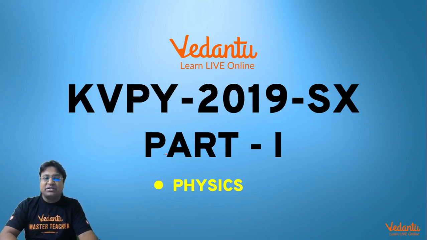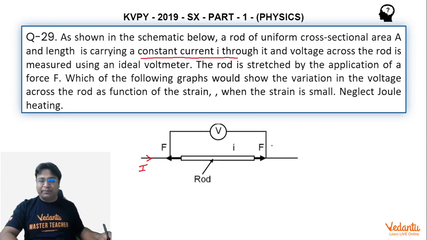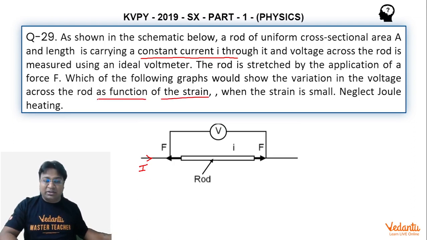We are discussing the physics section, part 1, question number 29, which is the ninth question of physics. The question says that there is a rod and an ideal voltmeter is connected across the ends of the rod, and a constant current I flows through the rod. We exert some force on the rod so that its length changes due to the extension, and we are supposed to plot the voltmeter reading against the strain that we are subjecting the rod to. So we have to make that graph.